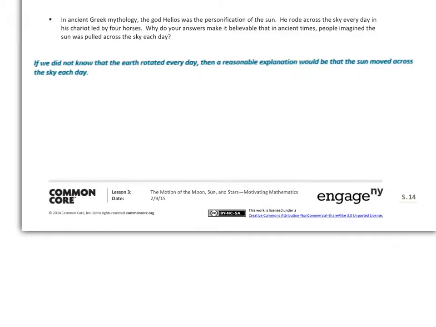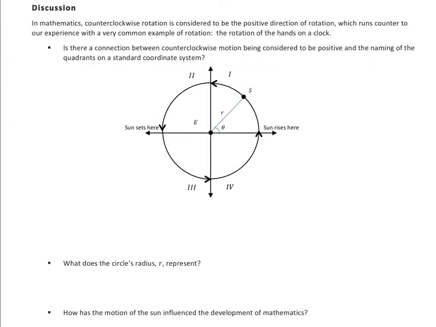The technical answer is if we did not know that the earth rotated every day, then a reasonable explanation would be that the sun moved across the sky each day. Keep in mind that in those times the earth was also flat, according to them. So that's where it came from.